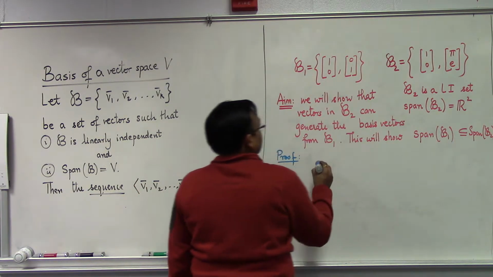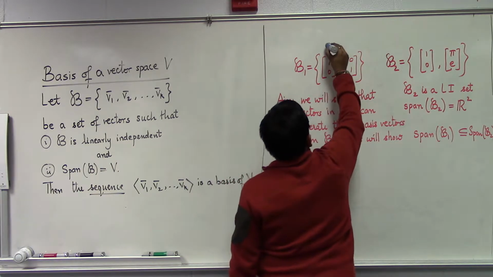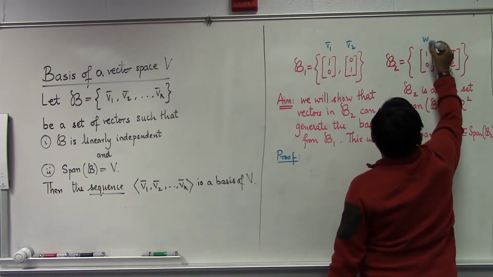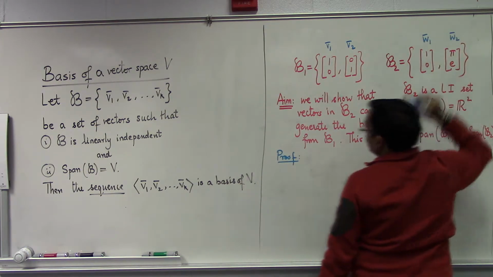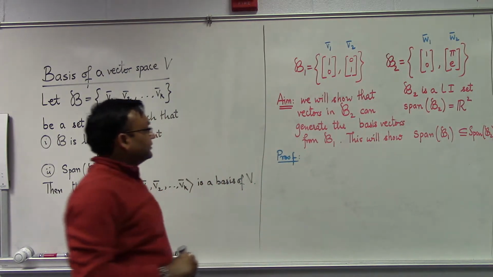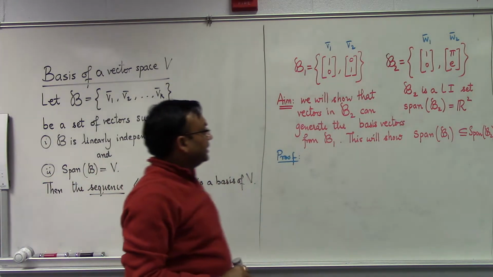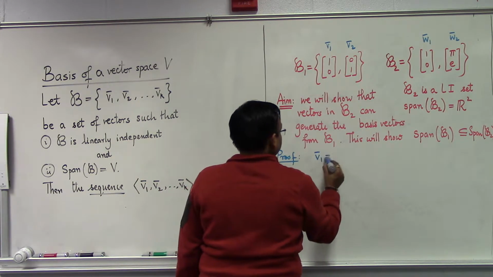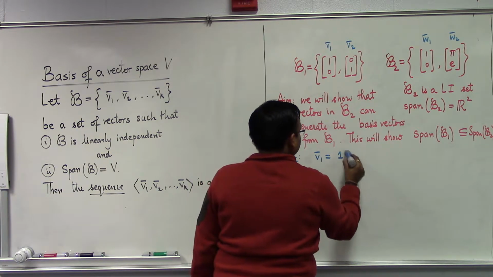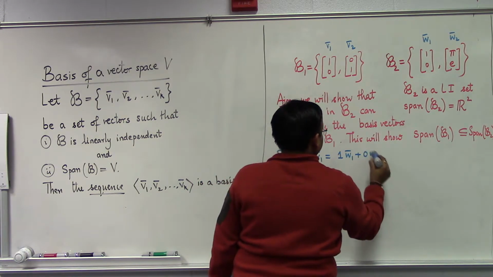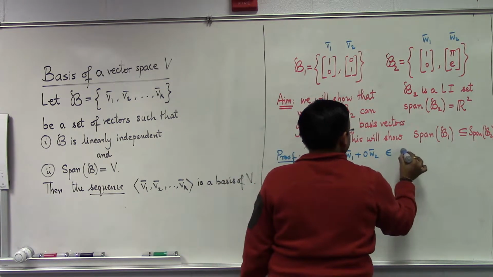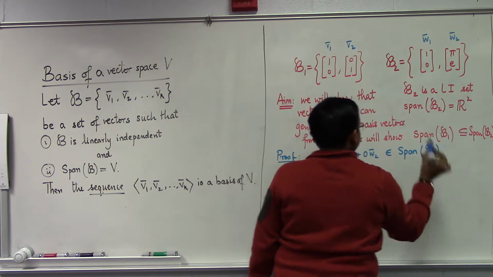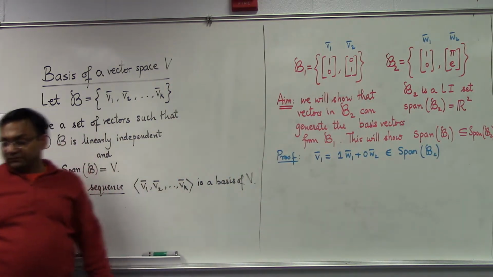Let's see. Let me give these vectors some names. Let me call these V1 and V2. Let me call these W1 and W2. The question we are asking is, can the vectors in B1 be written in terms of vectors in B2? So for example, V1, I can write as 1 times W1 plus 0 times W2. So can I say this means V1 definitely falls in the span of B2? In fact, V1 and W1 are the same vectors.